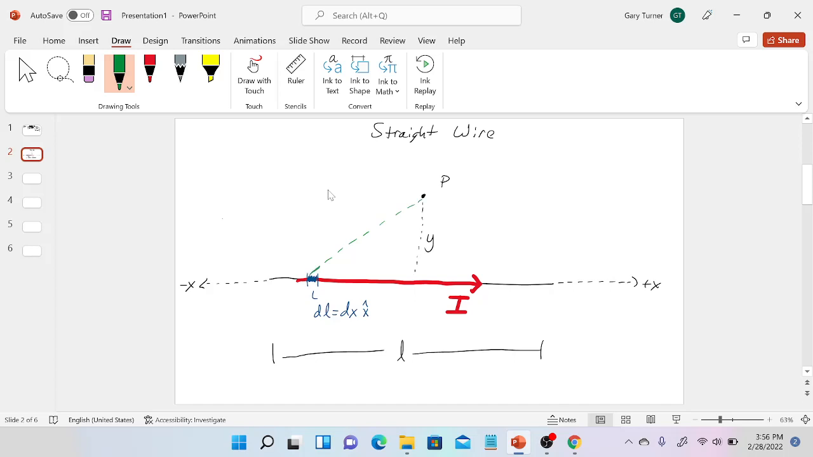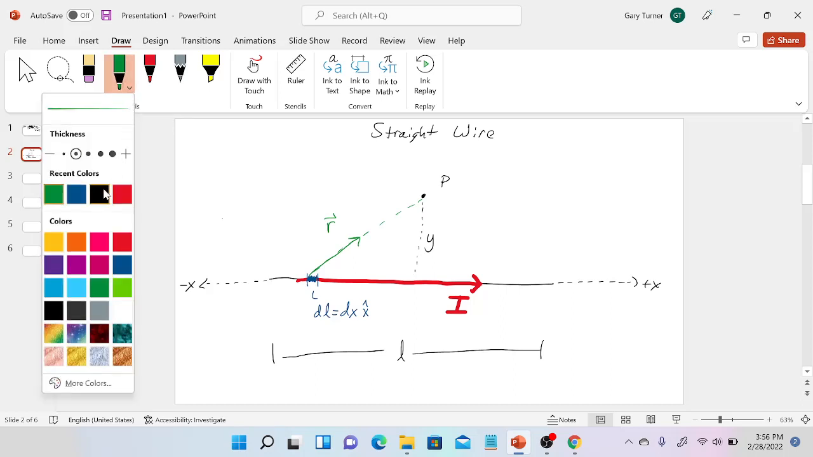And my r vector is going to be along the line connecting dl and P. So this is my r vector, and r hat is the unit vector that lies along this line, or the vector with a magnitude of 1 that lies along this line. And remember that all of this is happening in the xy plane, right? All of this is happening in the xy plane.